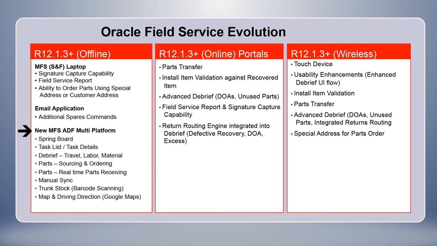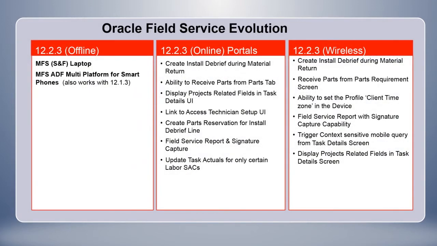At this point in time, when we came out with 12.1.3, we had only a manual syncing capability, but as of about 2 months ago, we now have automatic syncing. So anytime an update is done on the enterprise or done on the remote handheld device, the automatic sync takes place, so the technician doesn't have to worry about hitting the sync button every so often. We have trunk stock support for barcode scanning, and of course maps and driving directions with our integration to the maps. Moving on to 12.2, we're continuing again to enhance our laptop and the mobile field service multi-platform, which I already covered.